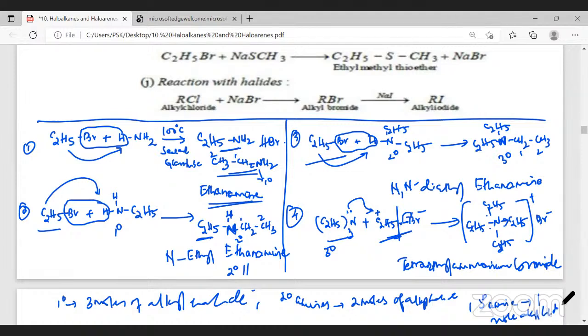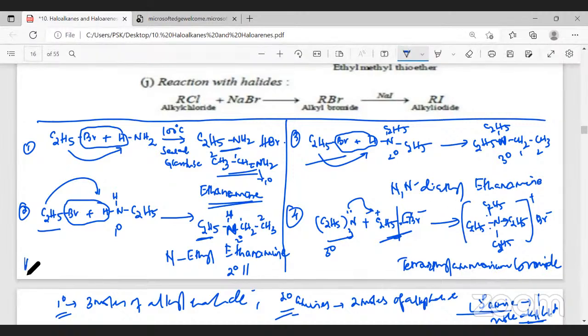So you can differentiate the primary, secondary, tertiary amine based on the number of alkyl halides consumed. If an alkyl halide consumes 3 moles, it will be called a primary amine. If 2 moles of alkyl halide are consumed, then secondary amine. And if 1 mole of alkyl halide is consumed, it's called a tertiary amine. Did you follow this? Yes. This reaction is called ammonolysis. Yes, sir. Follow, sir.